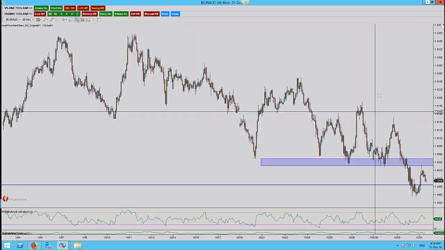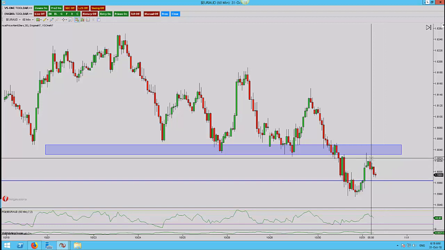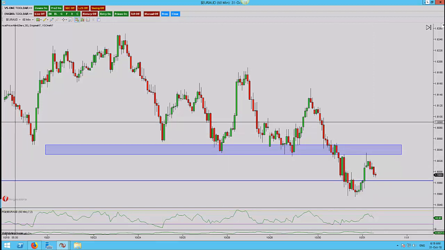Let's go and drop down to the 60-minute time frame. This is how the 60 looks. We have already had the lower low, lower close here. And there we go. Break even trade.